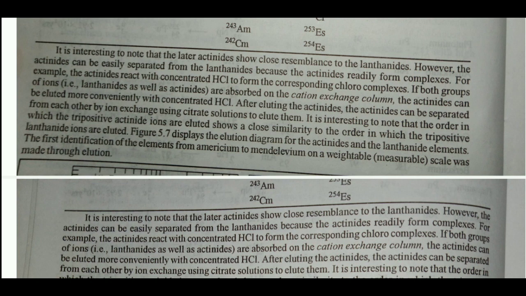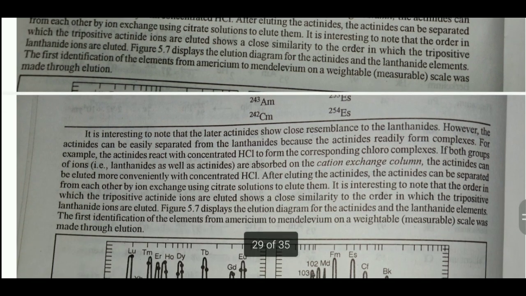It is interesting to note that the order in which the tri-positive actinide ions are eluted shows a close similarity to the order in which tri-positive lanthanide ions are eluted. Figure 5.7 displays the elution diagram for the actinide and the lanthanide elements. The first identification of the elements from americium to mendelevium on a weighable measurable scale was made through elution.